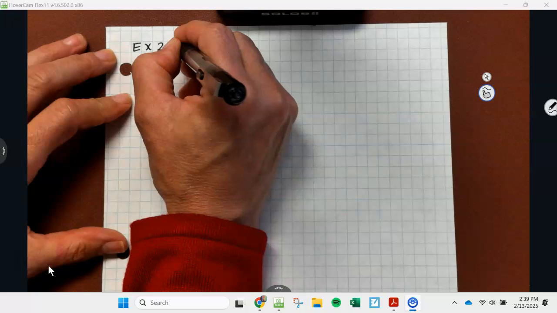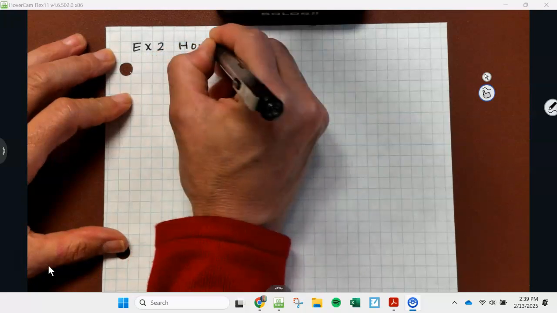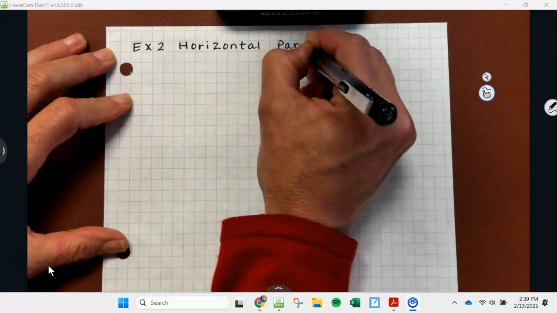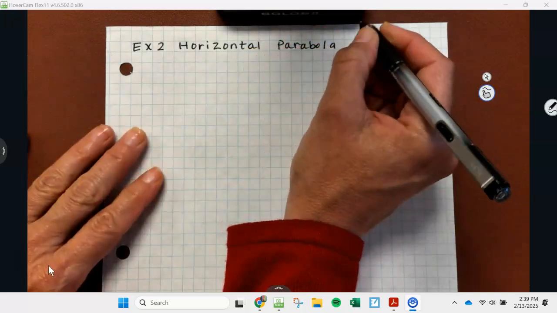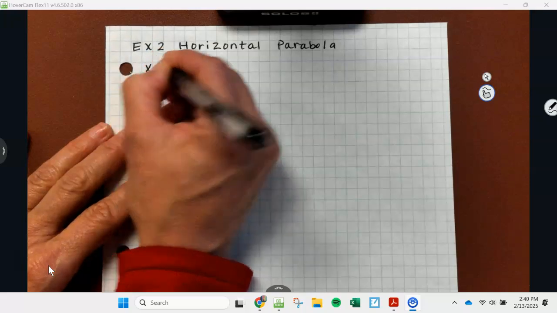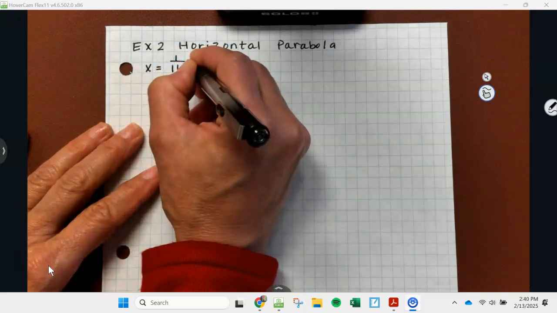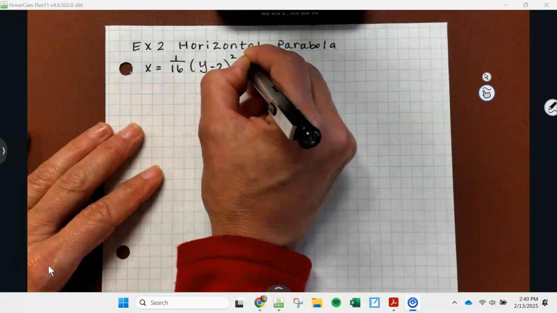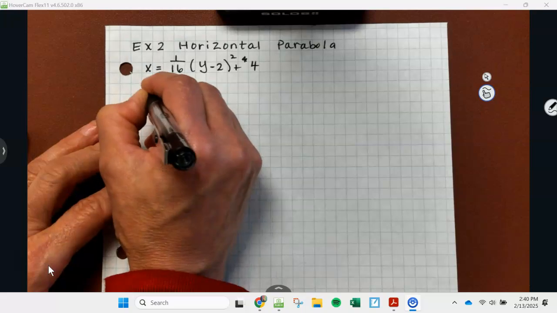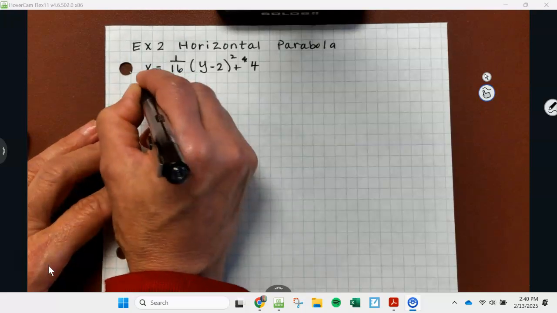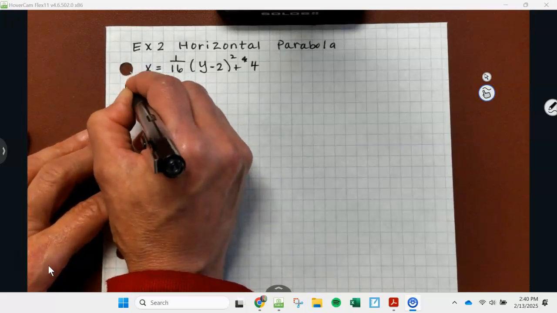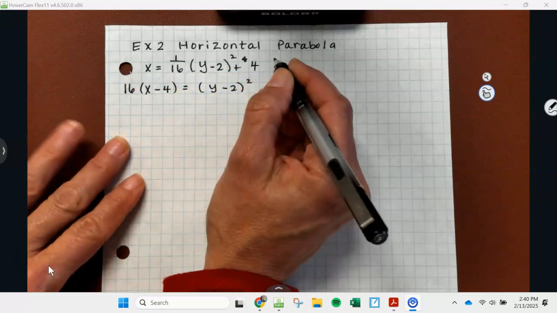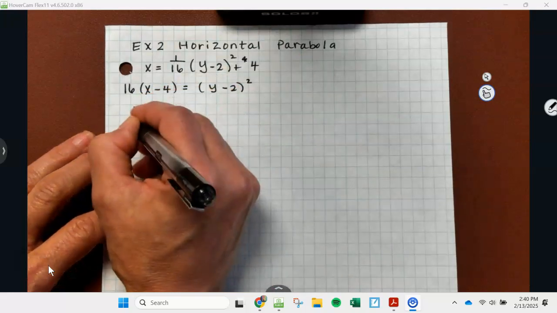Let's take a look at one more example. This is going to be a horizontal parabola. So watch. We're going to have y squared here. So x is going to equal, I have an A value of 1/16. In parentheses is y minus 2 squared, and then plus 4. I'm going to go ahead and write this in conic form just so you have more exposure to it. And remember the y minus 2, that does not change over there on the right side.